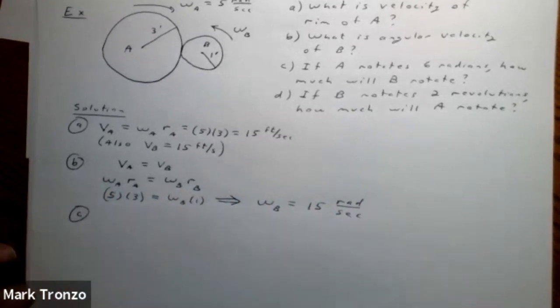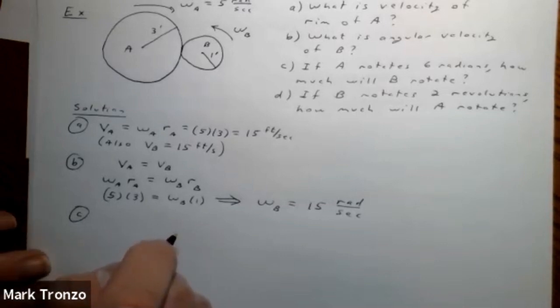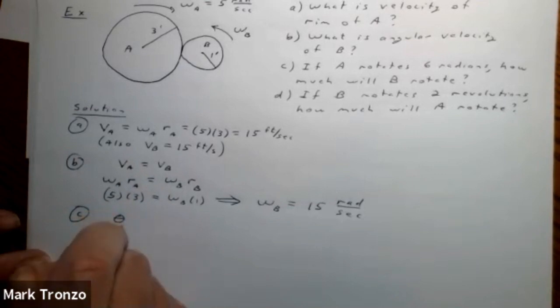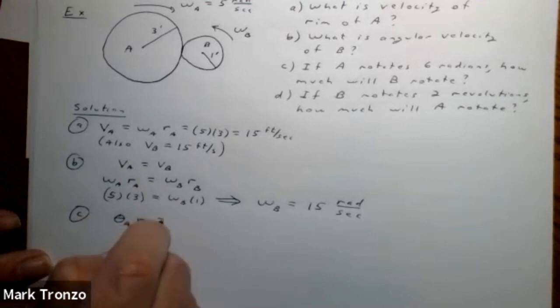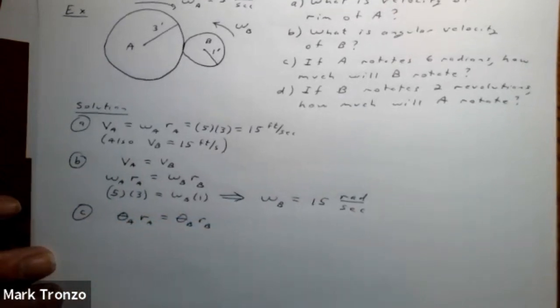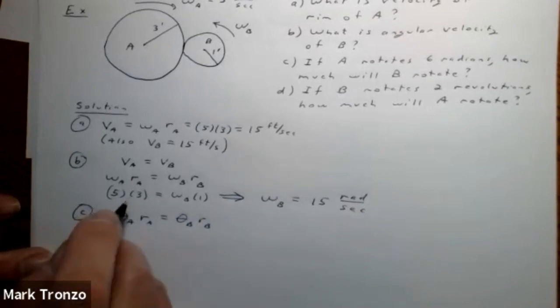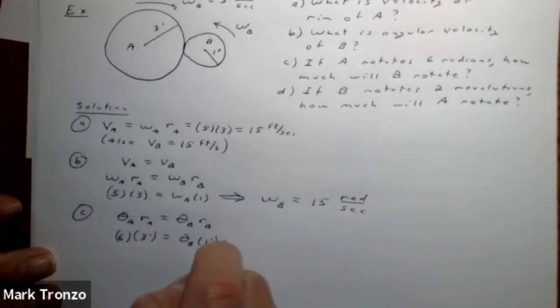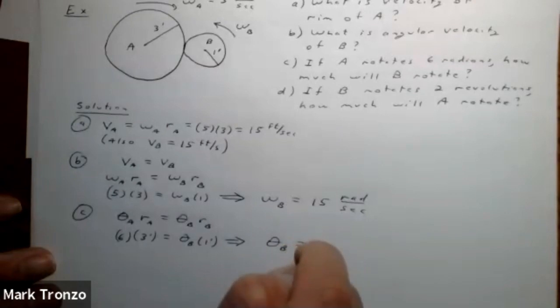And for part C, it's a similar relationship. If we're told it rotates that many radians, I guess that we could put this in terms of angle. So really, the lengths that they map out are going to be the same. So in other words, we can say theta A R A is going to be equal to theta B R B. And so if A turns 6 radians and its radius was 3 feet, then we multiply theta B times its radius, and theta B is 18 radians.